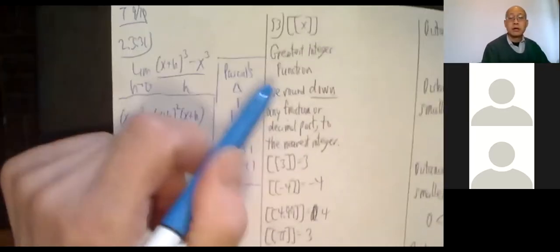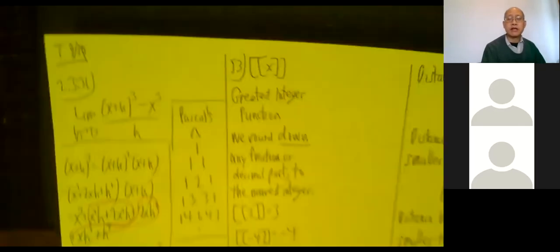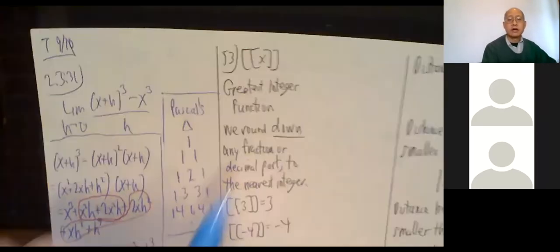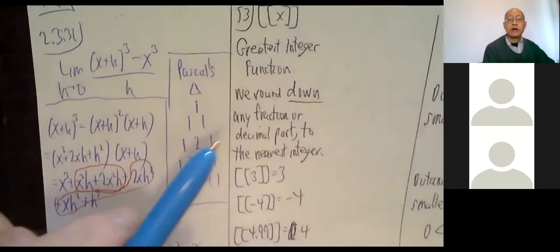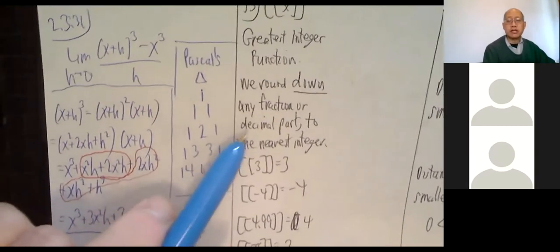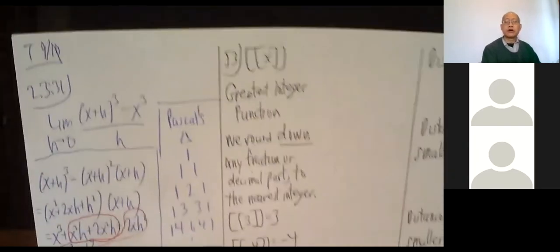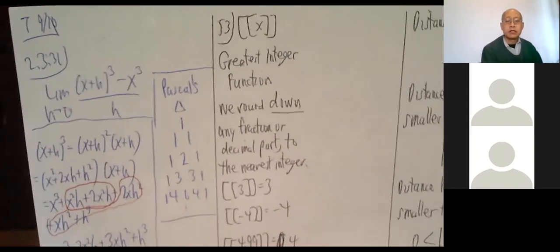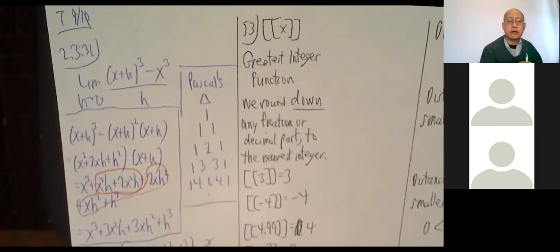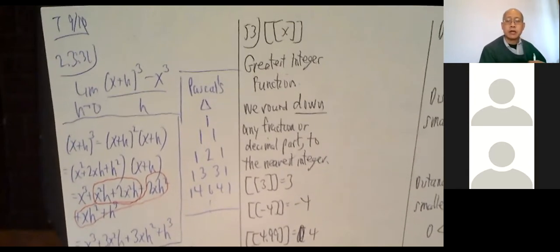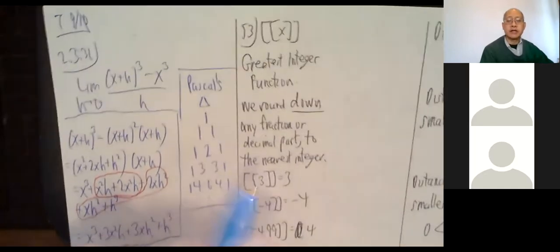Then let's see, I want to give you a little bit on the greatest integer function. I alluded quickly to it in 53. With the greatest integer function, we round down any fraction or decimal part to the nearest integer. You always go down. So if you already have an integer, reminder, what are integers? 0, plus or minus 1, plus or minus 2, plus or minus 3, no decimals, no fractions. The greatest integer function on an integer is the number itself.